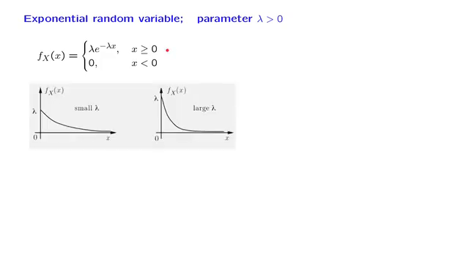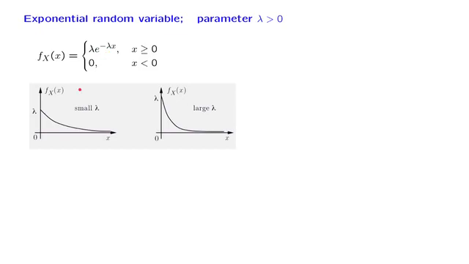The shape of the PDF is as shown in this diagram. It's 0 for negative values, and then for positive values it starts off at a value equal to lambda. This is because if you plug in x equal to 0 in this expression, you get lambda times e to the 0, which leaves you just with lambda. So it starts off at lambda and then it decays at a rate of lambda.